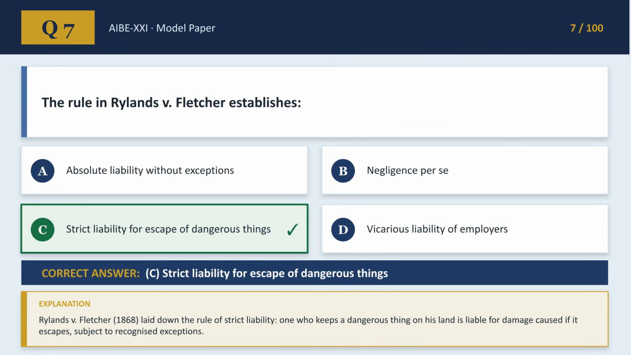Question 7 asks what the rule in Rylands versus Fletcher establishes. The correct answer is C, strict liability for the escape of dangerous things, subject to exceptions.